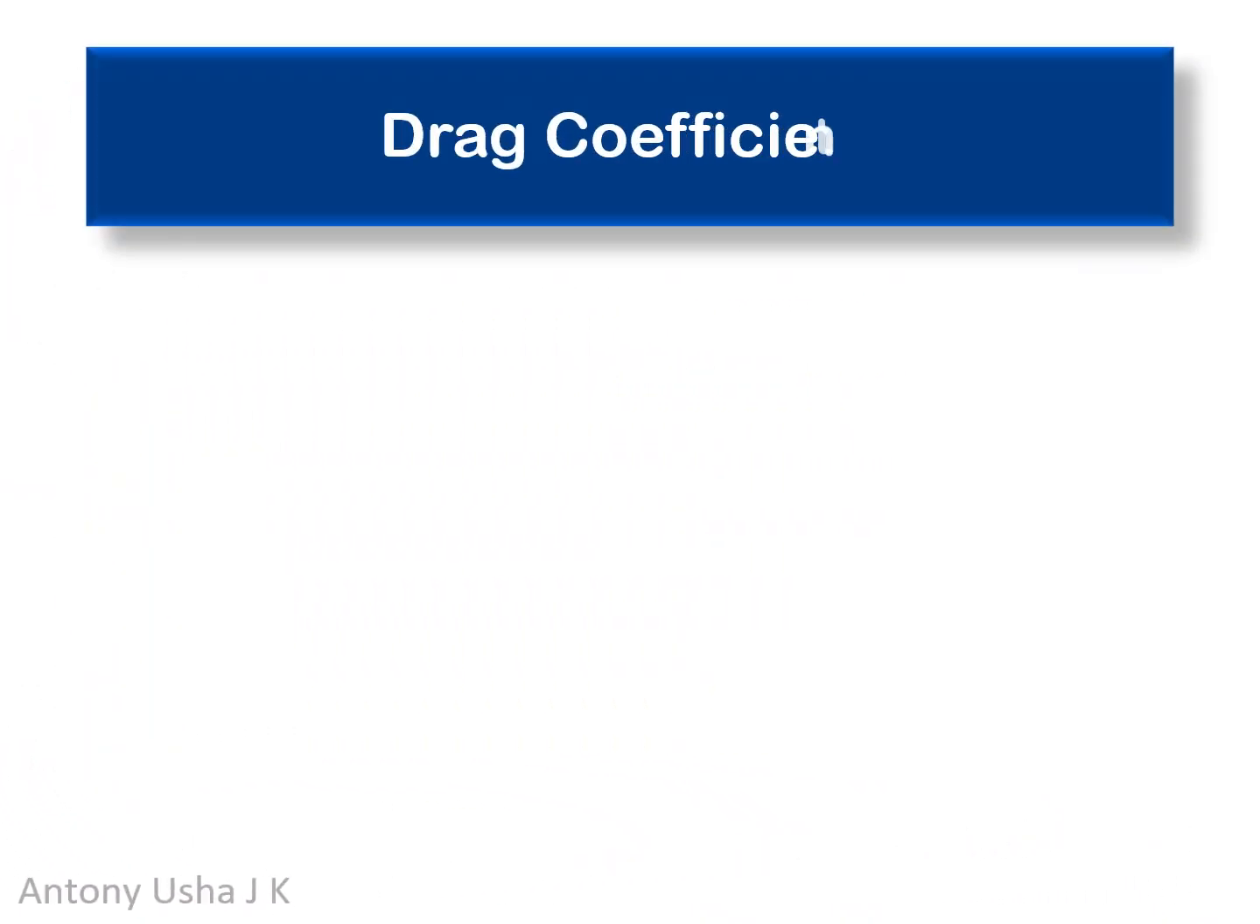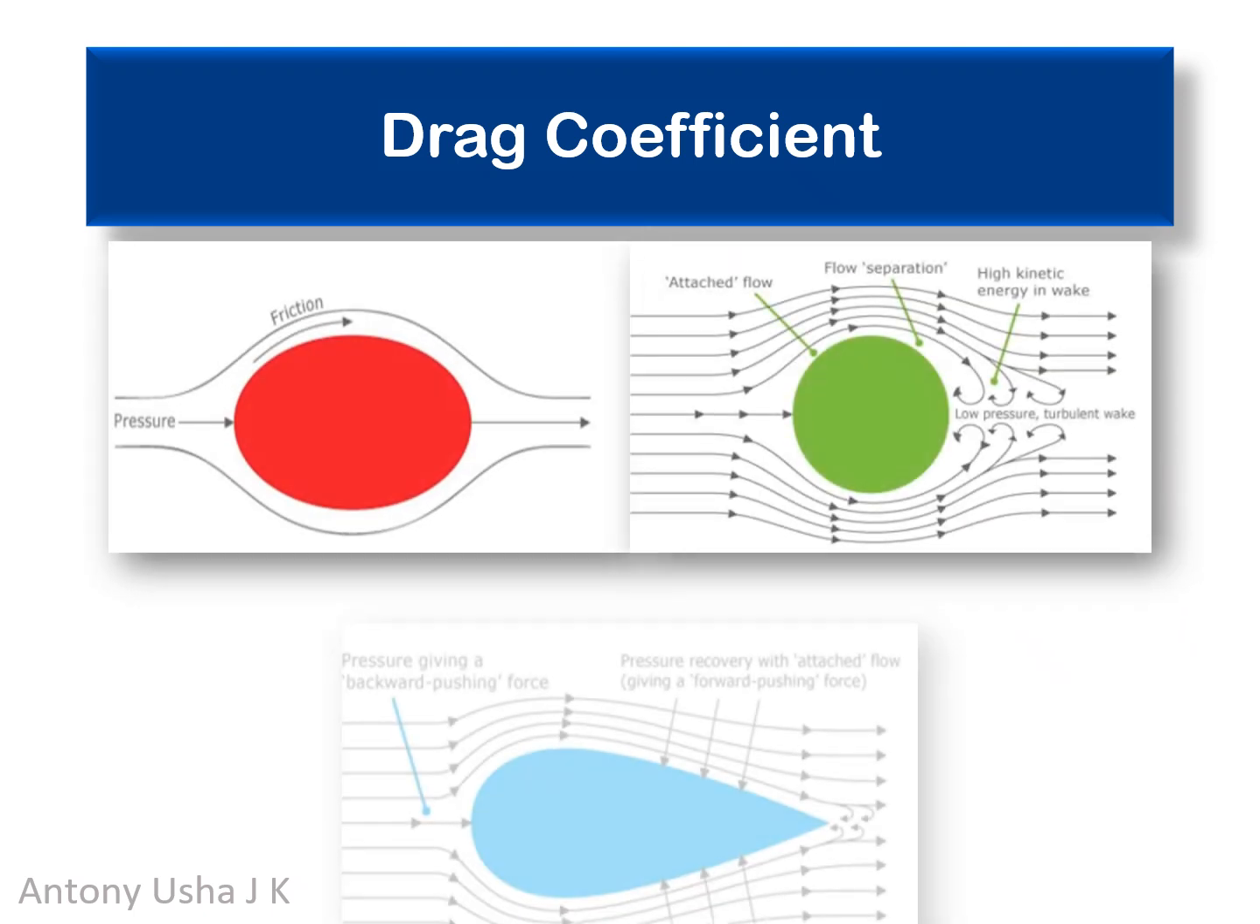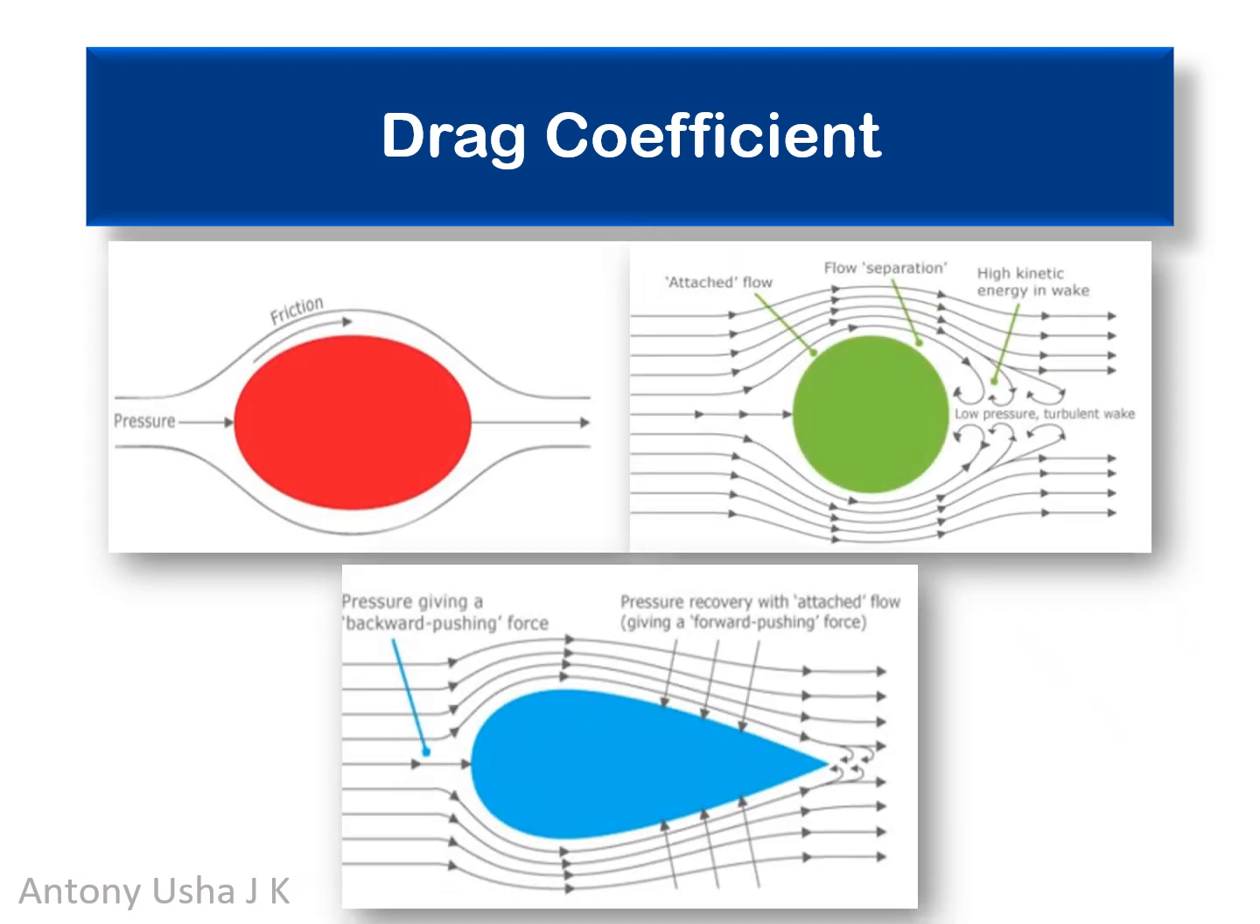Drag coefficient. The drag coefficient is a dimensionless number that quantifies the drag force on an object as it moves through a fluid. Let's look at three cases shown in the slide. In the first image, we see a blunt object with significant friction and pressure acting on its surface. The flow remains attached for a short distance and quickly separates, leading to high drag. In the second image, the flow separates early behind the circular object. This results in a large wake with turbulent, low pressure regions and high energy loss, causing a high drag coefficient.